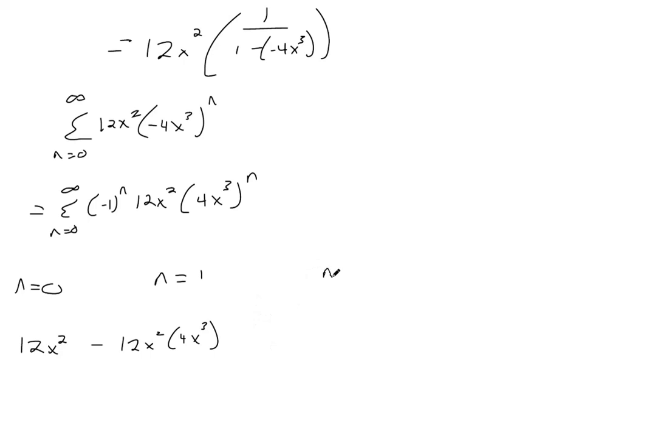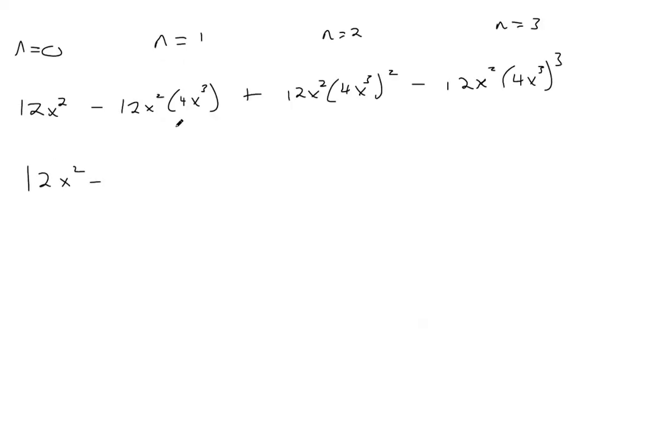And then when n equals 2, that's going to make a positive. We got 12x squared, and then this is going to be 4x to the third squared. We'll do one more for good measure. N equals 3. It's going to be a negative because this is going to be negative. We've got 12x squared times 4x to the third power.